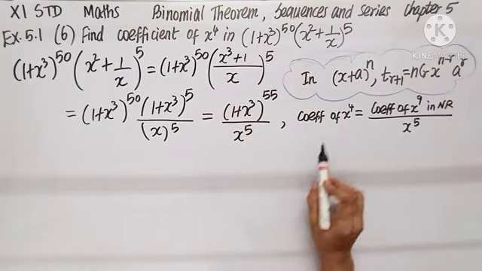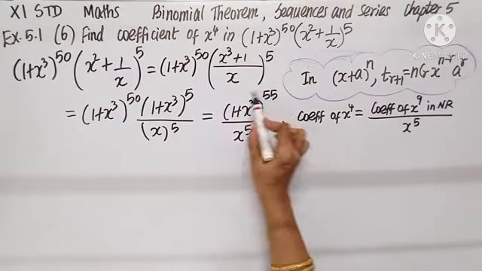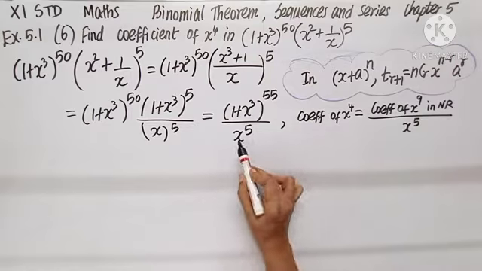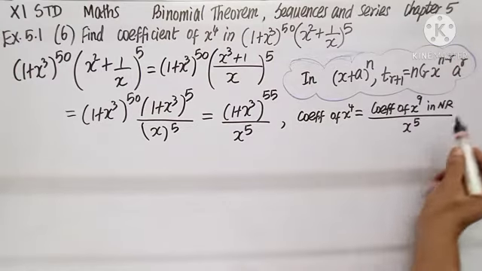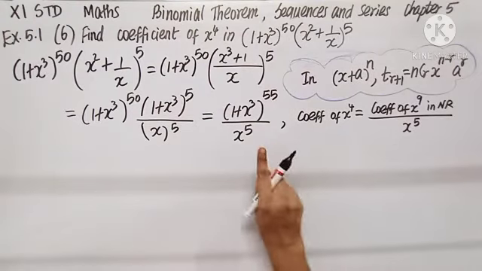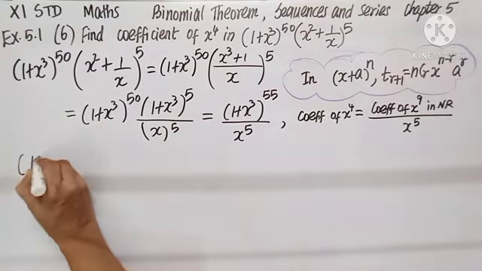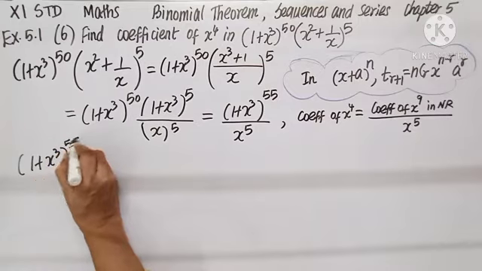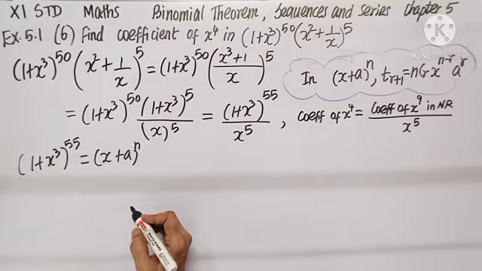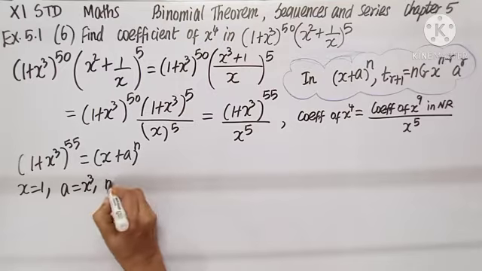My question is the coefficient of x power 4. So, let me find the numerator coefficient of x power 9. When I divide by x power 5, it automatically becomes the coefficient of x power 4. So, my ultimate question is to find x power 9 in the numerator. (1 plus x cube) power 55 compared with (x plus a) power n. What is x? 1. What is a? x cube.